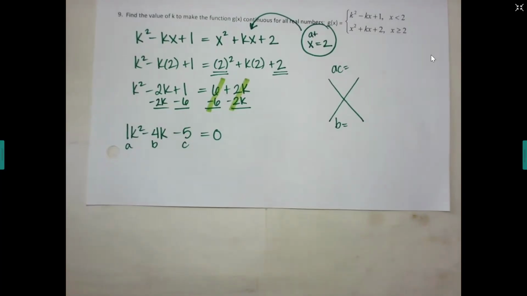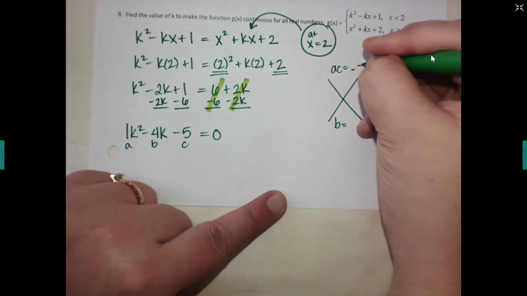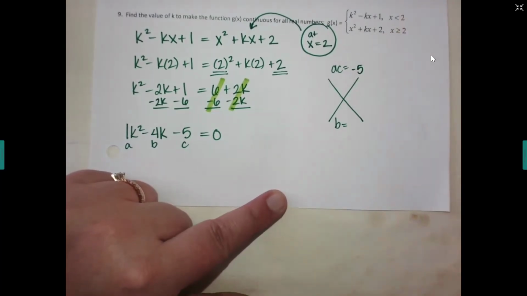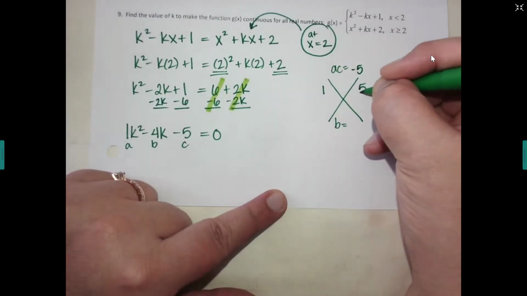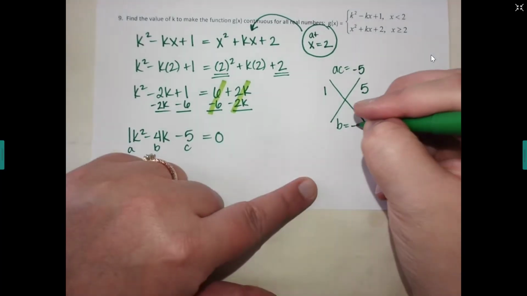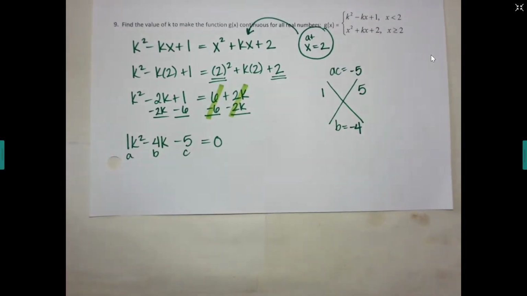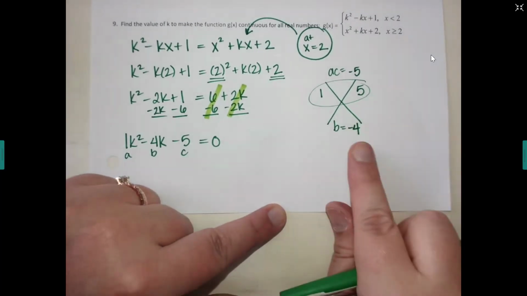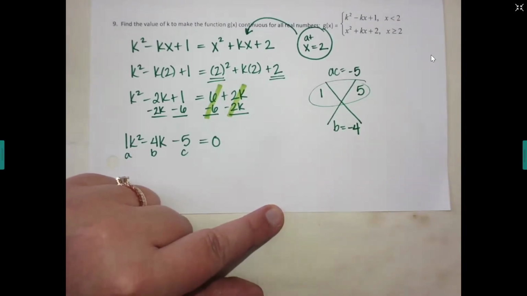A times C is 1 times negative 5, which is negative 5. And then I would list all of my factors that multiply to 5, which is only 1 times 5. I'll worry about the minus later. The basement number is what? Negative 4. Then I need to pick partners that will minus to give me a negative 4. So I've got to pick 1 and 5. But where will I put the minus so the 4 comes out negative? On the 1 or the 5?